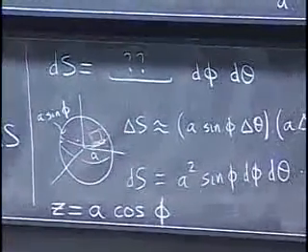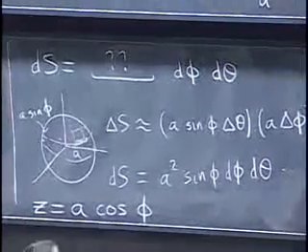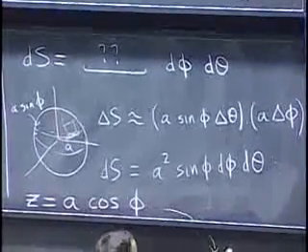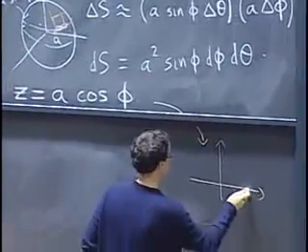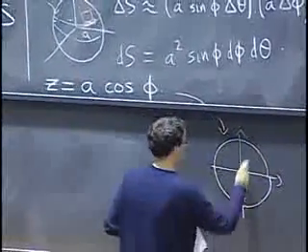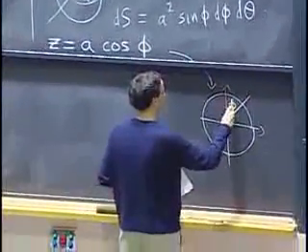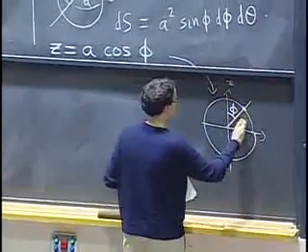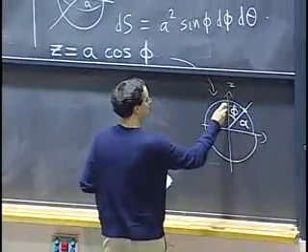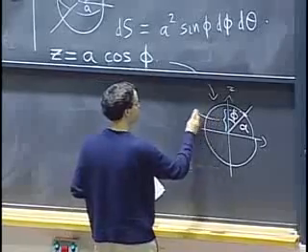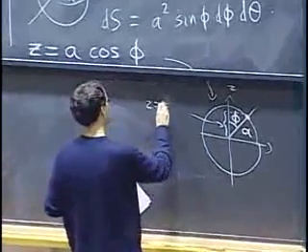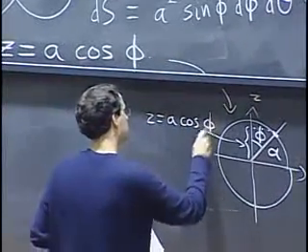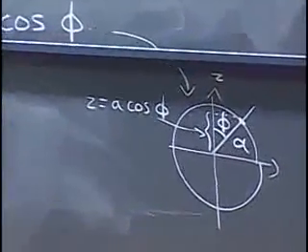Okay? In case you don't quite see it, let me draw a small diagram. You know that phi is the angle down from the positive z-axis. This distance is a, so this distance here is a cosine phi.